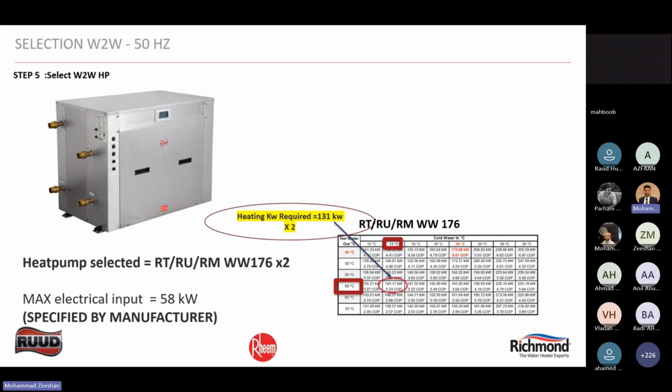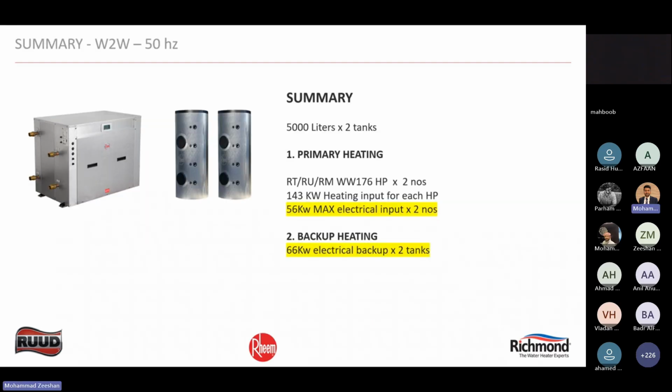So this is the selection of the 176 kilowatt. And the summary, we have two tanks and two water to water heat pumps. Two tanks come with an electric backup of 66 kilowatt.